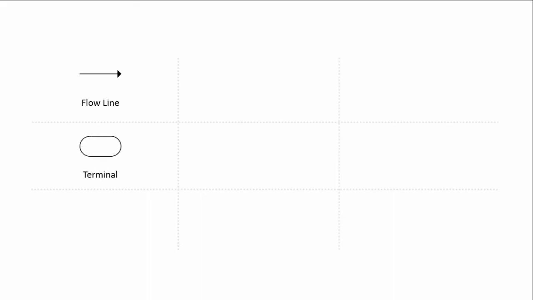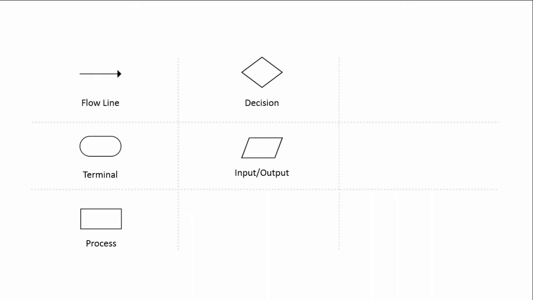Terminal denotes the beginning or the end of the program. Process denotes that something is performed. Decision represents a decision, commonly a yes or no question or a true or false test. Input-output involves receiving data and displaying processed data. Annotation represents comments or remarks about the flowchart.